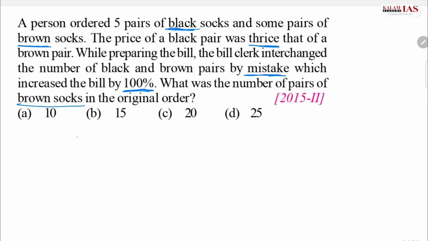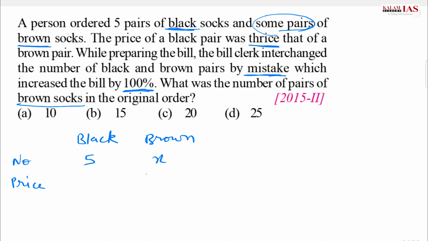So, the person has ordered black socks and brown socks. Suppose he ordered 5 black and x number of brown socks, because in the question it is written some pairs of brown socks. So let us assume it to be x, and the price of a black pair was thrice that of a brown pair. So suppose a brown pair is y rupees, the black pair will be 3y rupees because it is 3 times.